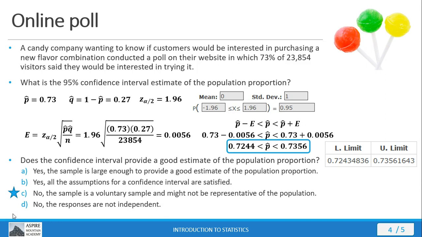We wouldn't select answer option D because the responses are independent. If the responses were not independent, that's one of the assumptions that we have to have for the binomial distribution to be satisfied. And those assumptions were satisfied. So that's not really what we're looking at here. Answer option C is going to be the correct choice here.